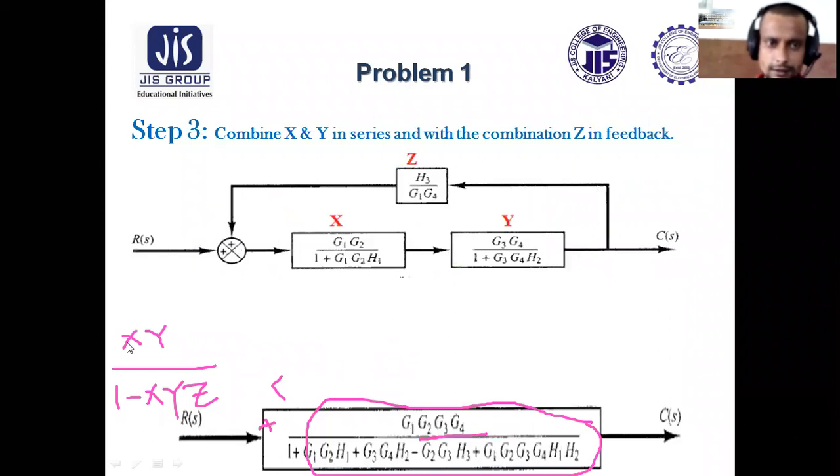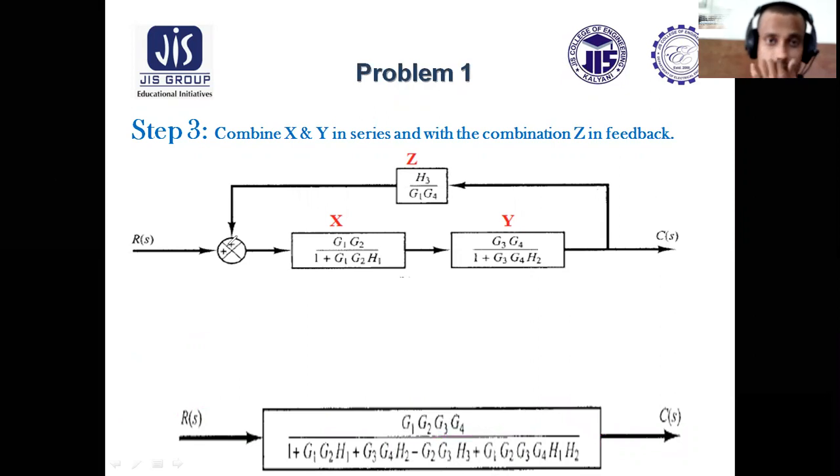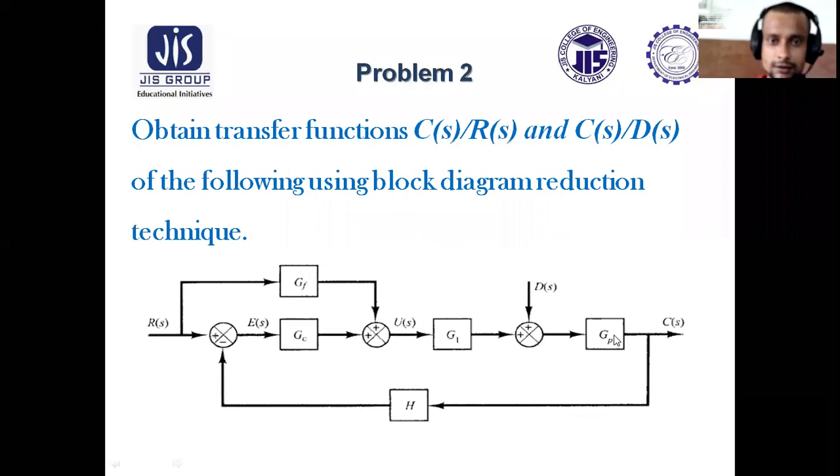So combining this XY, X into Y means G1, G2, G3, G4 divided by 1 plus G1, G2, H1, plus G3, G4, H2. So by simplifying this, XY by X, 1 minus XYZ based on this, by substituting X, Y and Z values, you'll get this as overall transfer function. That is how we can make this conversion to determine overall transfer function. Now let us move to next problem.